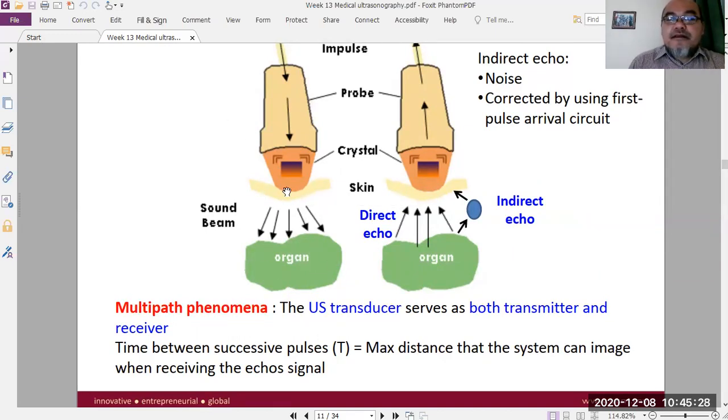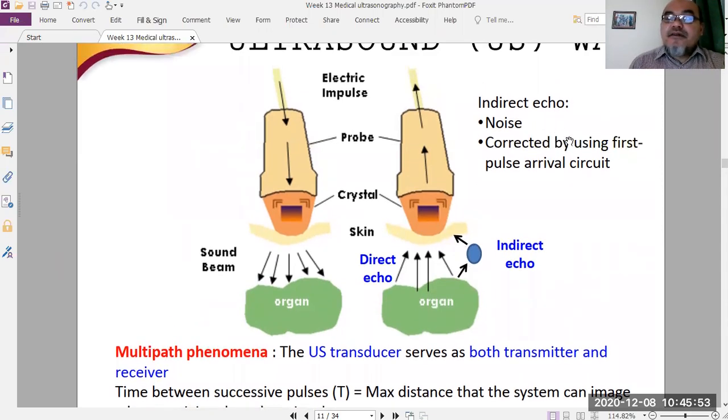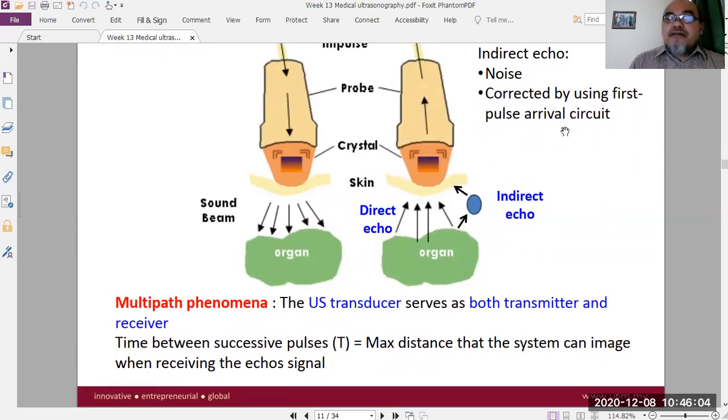beam, and then the sound beam will be interacting with the skin, with the blood, with the soft tissue beneath the skin, and goes to the organ underneath it. The organ will be interacting with this wave. It will give a direct echo, or otherwise an indirect echo through other tissue or organs in its surroundings. The indirect echo will cause noise, which needs to be corrected by using the first pulse arrival circuit. So there is a multipath phenomenon in ultrasound waves applied to the body. This ultrasound transducer serves in this case as both transmitter and receiver. It transmits the wave and it receives the incoming echo or indirect echo.